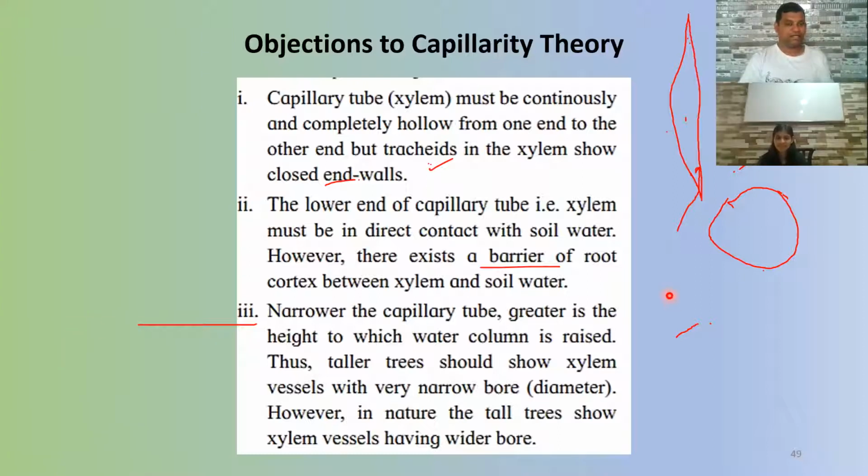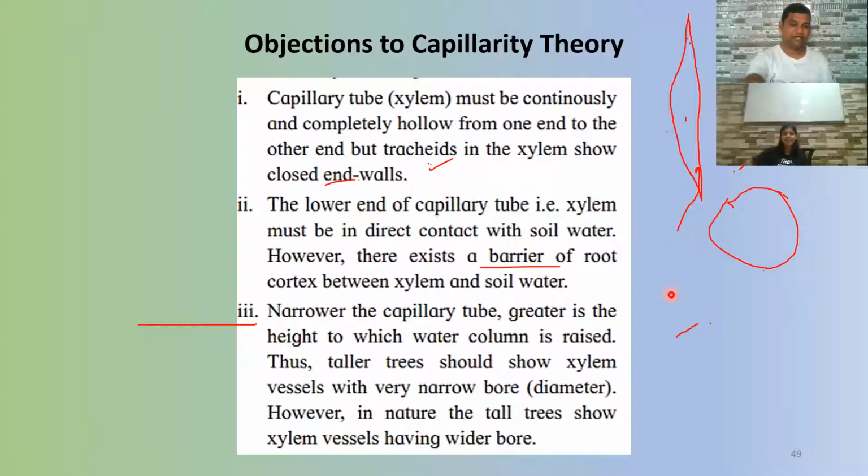Did you understand the three objections to the capillarity theory? Capillarity theory के वजह से translocation हो रहा है या questionable है, but yes, there is a capillarity force existing in the plant. Cohesive force है जरूर, but उसके वजह से translocation हो रहा है क्या? For that, these are the questions.